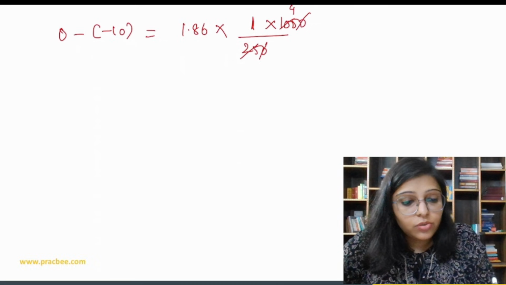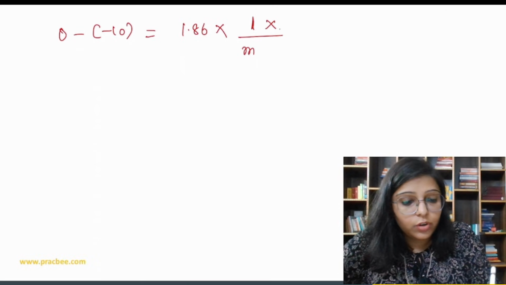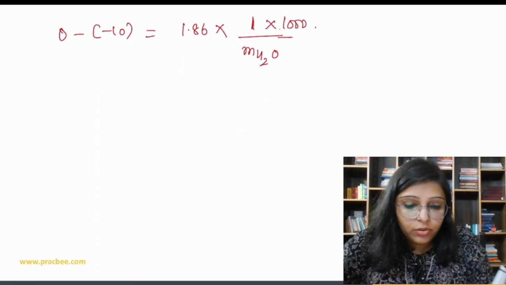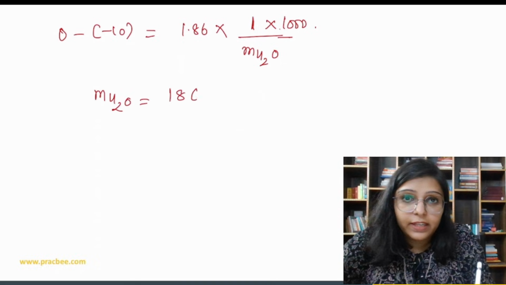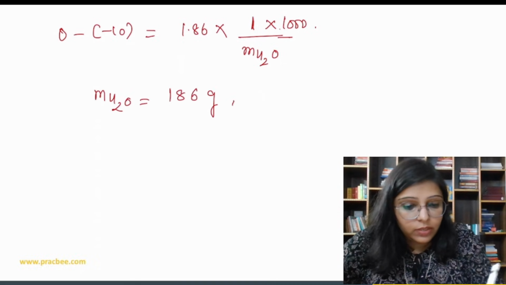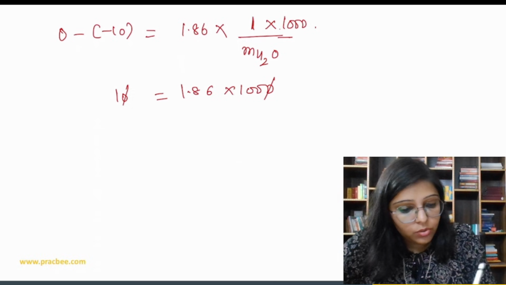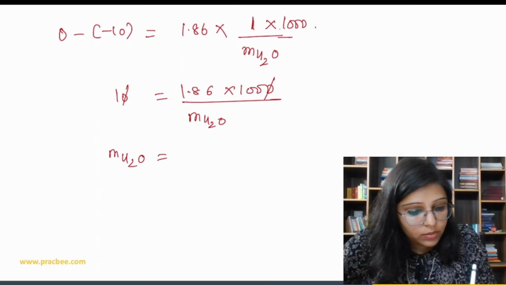Here, just do not write mass of water. Let's find out the mass of water over here. When we find out the mass of water from here, it comes out to be 186 gram. Let's solve it. See, this is 10, this is 1.86 into 1000 upon mass of water. So mass of water is 186 gram.